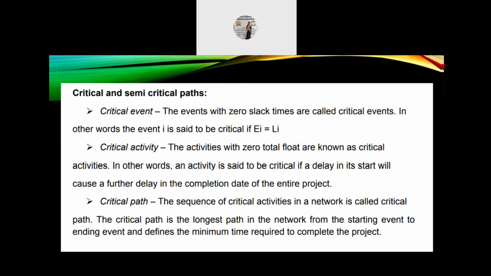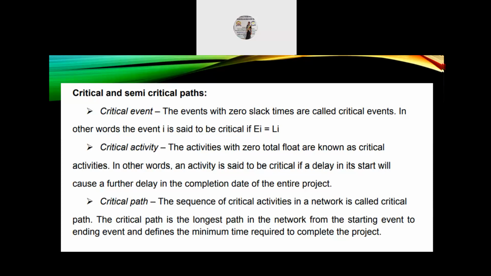Critical and semi-critical paths. Number 1, critical event. The events with zero slack times are called critical events. In other words, the event i is said to be critical if Ei is equal to Li. Number 2, critical activity. The activities with zero total float are known as critical activities. In other words, an activity is said to be critical if a delay in its start will cause a further delay in the completion date of the entire project.